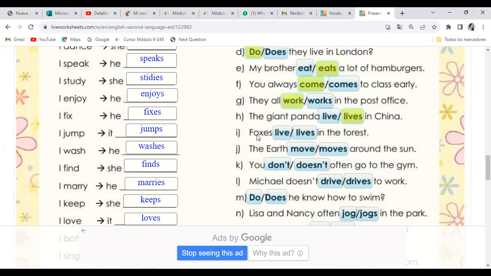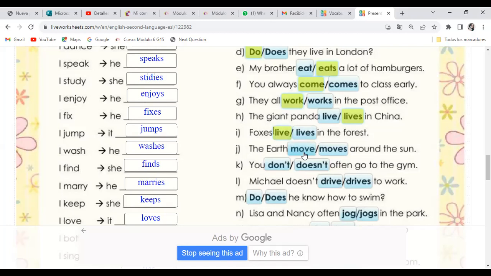Yes. Now, foxes live or foxes lives in the forest. Now we are talking about a group of animals. In this case are the foxes. So what is it, guys? Foxes live or foxes lives, with S or without S? ¿Cómo ven? ¿Con S o sin S? Sin S. Yes, very good.